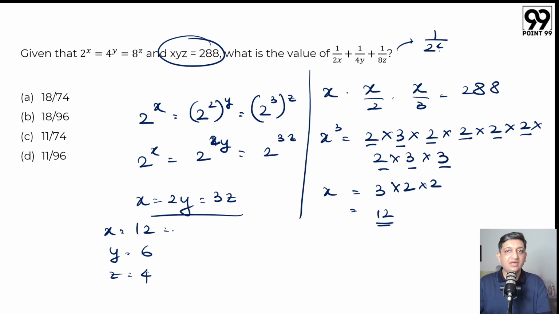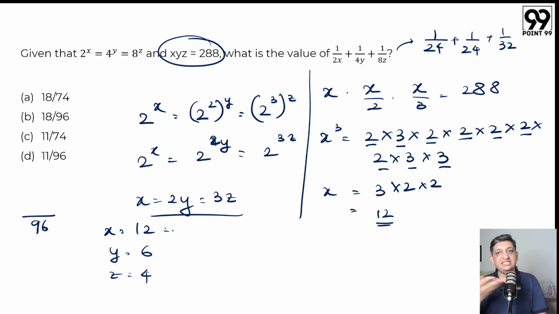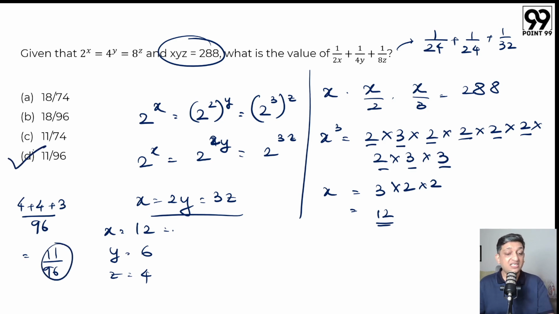1 by 2x is 1 by 24 plus 1 by 4y is again 1 by 24 plus 1 by 8z is 1 by 32. Now the LCM of 24 and 32 is going to be 96. 24 4s are 96 and 32 3s are 96. So 96 will be my denominator. My numerator will be 4 because 24 into 4 is 96. So 4 by 96, again 4 by 96 and finally 3 by 96. So my answer is going to be 8 plus 3, that is 11 by 96. So the correct answer here is option D for this particular question.